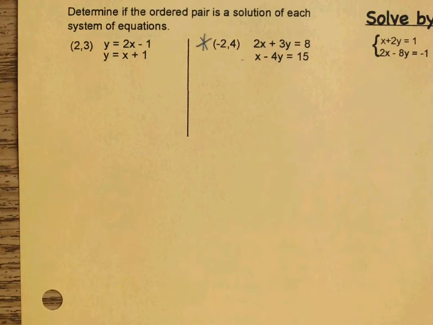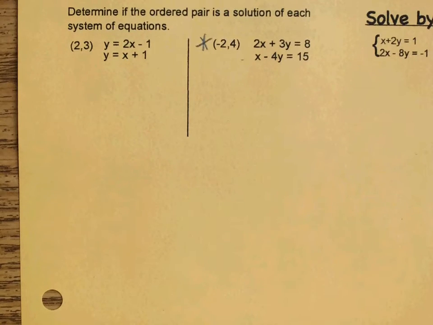All right, here we go. We've got a review of what we've done so far with systems of equations. And so we're going to start this review with just a different kind of question. Make sure that you understand what it's asking. It says determine if the ordered pair is a solution of each system of equations.